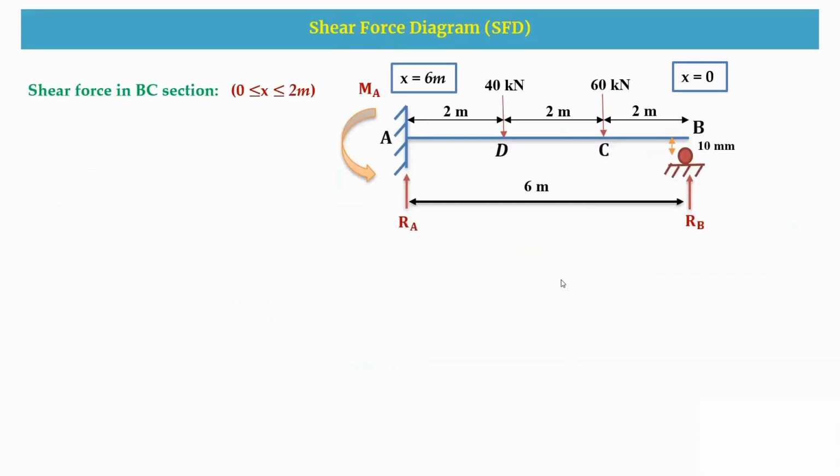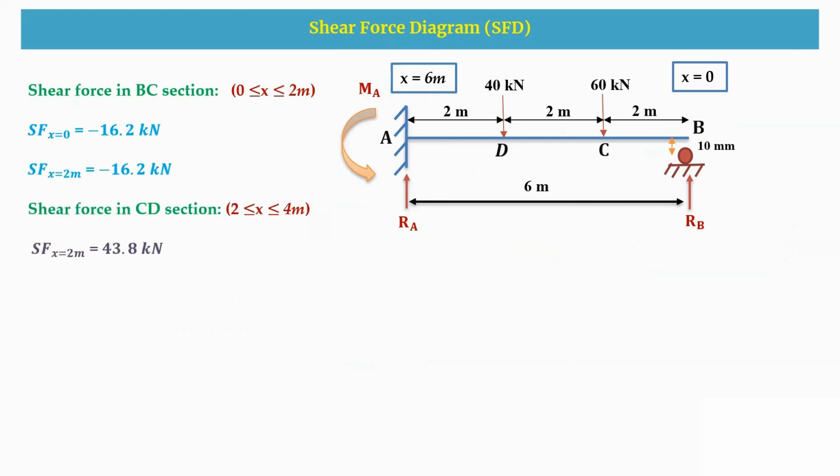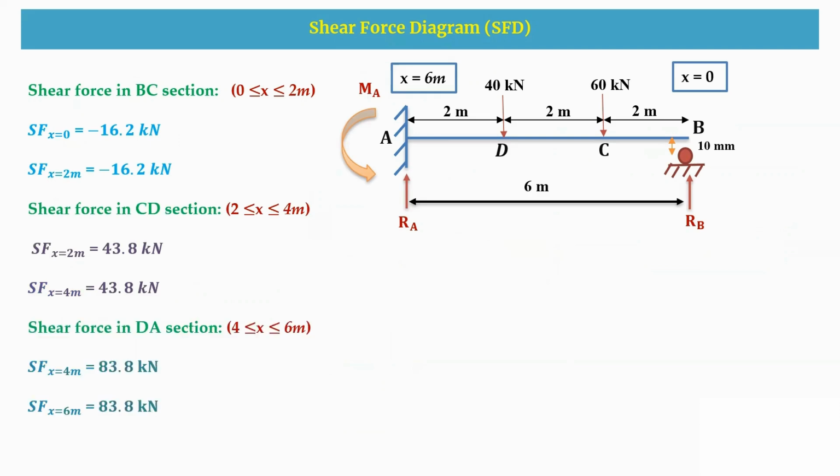So the shear force diagram will be, first I'll write the values. Shear force in BC section is negative 16.2 kilonewton, and this is the CD section, and this shear force value is of the DA section. Now I'm going to take at B, it is 16.2 kilonewton, and similarly at C, it is 16.2 kilonewton, which is of negative value.